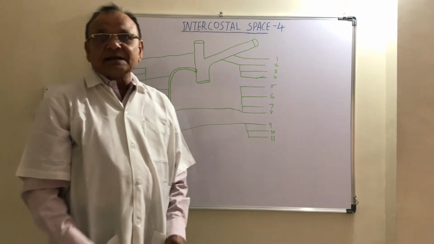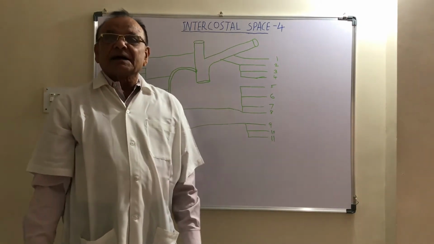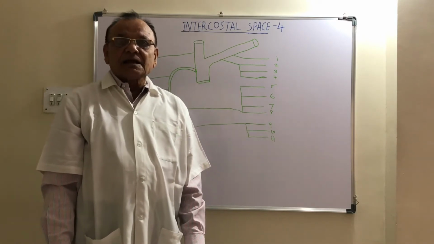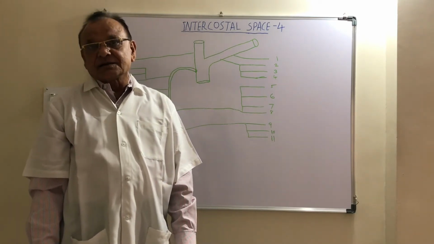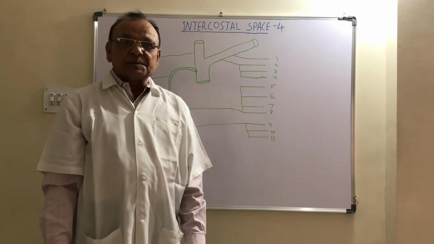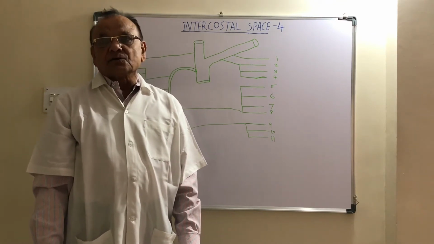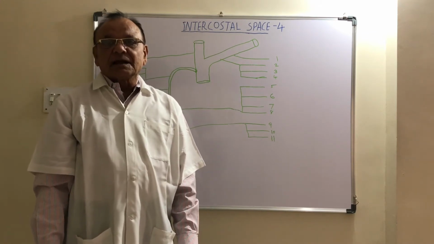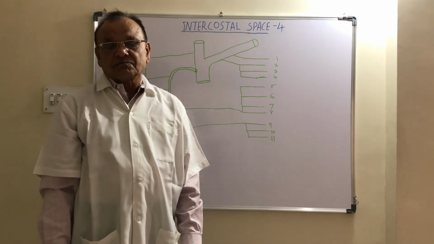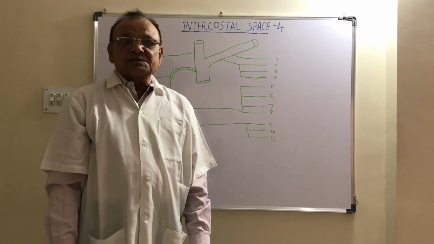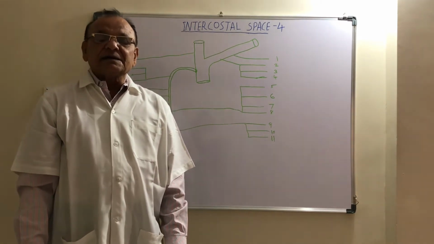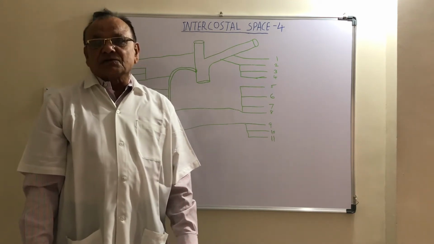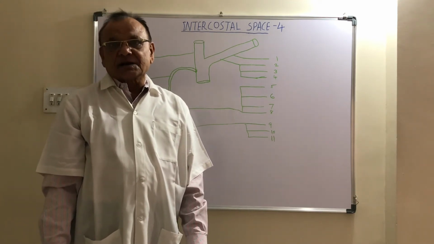Now you know that each intercostal space contains three arteries, one posterior intercostal artery and two anterior intercostal arteries. Similarly, each space contains three intercostal veins. One is the posterior intercostal vein and two anterior intercostal veins. The posterior intercostal vein runs with the posterior intercostal artery, and the anterior intercostal veins run with the anterior intercostal artery.